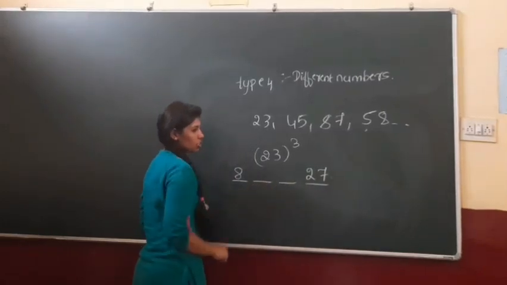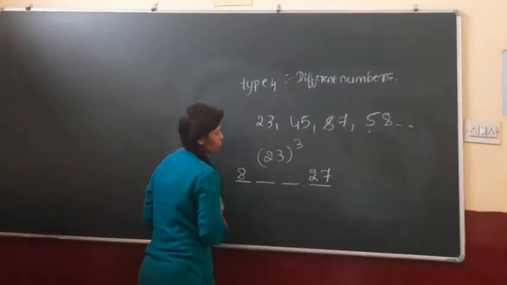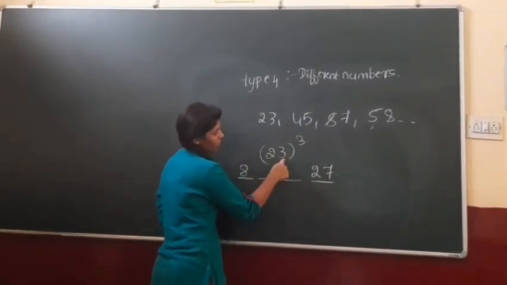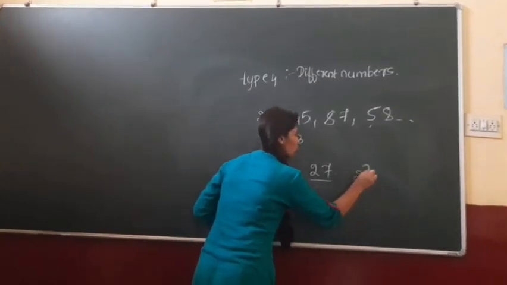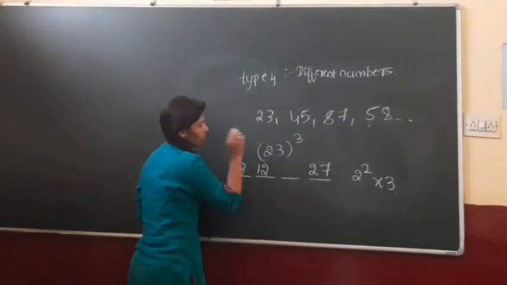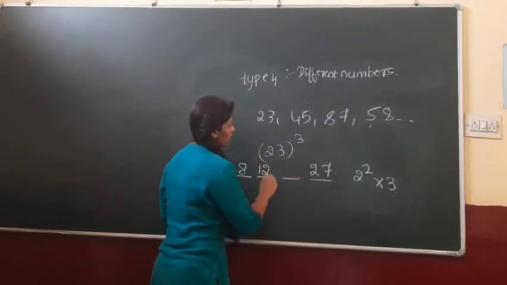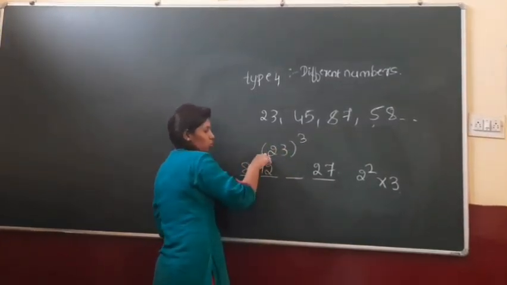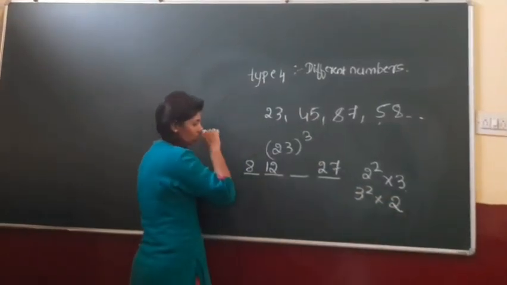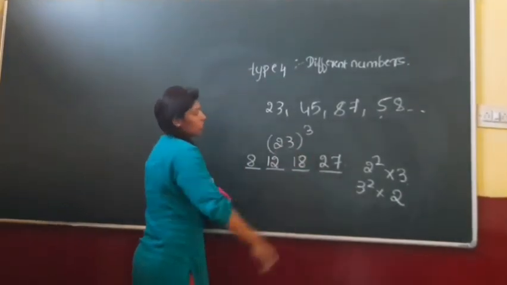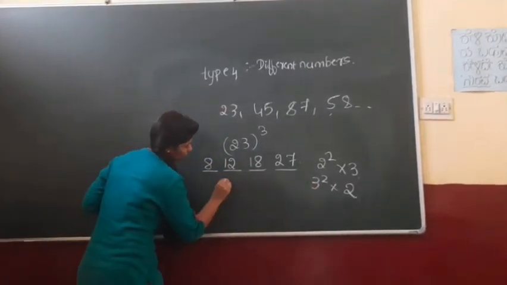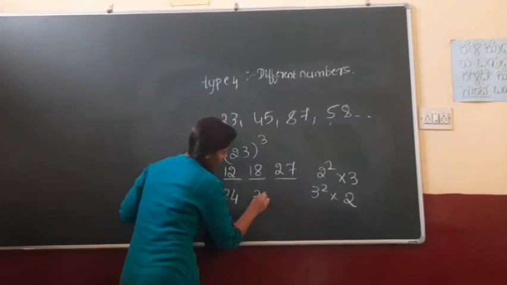Then second and third space should be filled. How we need to fill it? We need to make a square of first number and multiply with the second number, that is 2 square into 3. 2 square is nothing but 4, 4 3s are 12, and this third space will be filled, that is 3 square into 2. 3 square is 9, 9 2s are 18. The next method is as it is. First and last space will be left as it is. 12 2s are 24, 18 2s are 36.